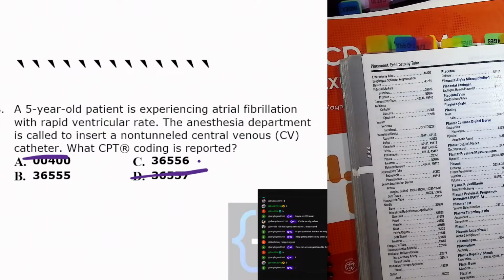And then usually it's just a difference between a patient's age and those codes. Which answer do you guys think is correct for this one? Answer C is correct. Good job. Perfect, Lori.